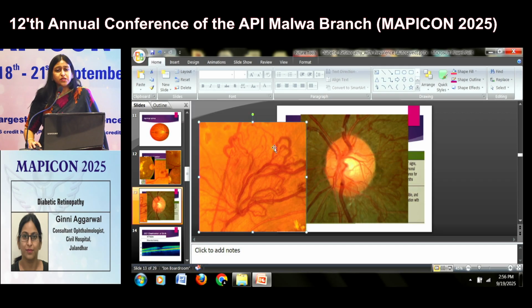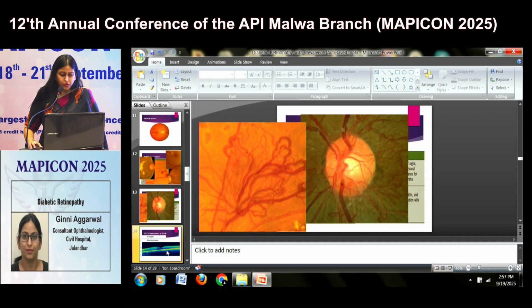Now these blood vessels will keep leaking, there will be vitreous hemorrhage, and the patient will have visual symptoms. Proliferative diabetic retinopathy is a huge problem for us, and this is when we have to do lasers multiple times, and these might need surgical intervention as well.